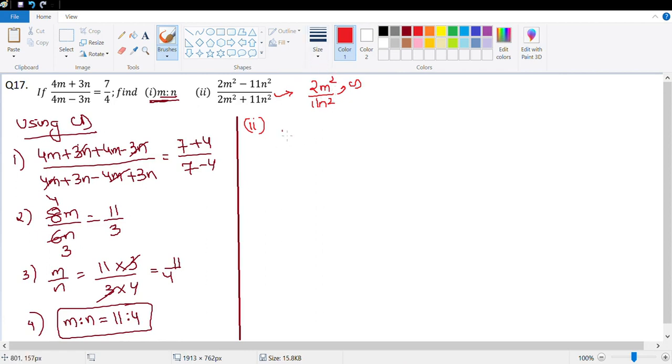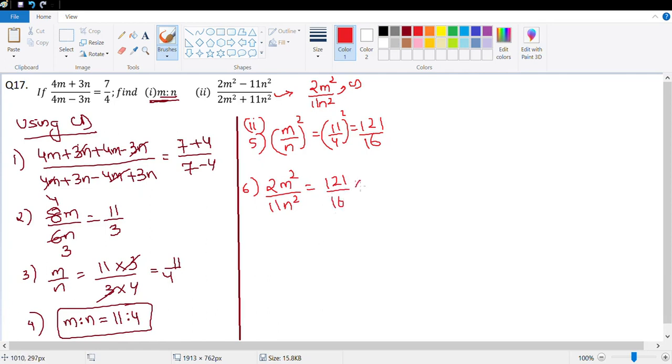Now that we know m upon n, let's figure out the value of m upon n whole square. That'll be 11 upon 4 whole square. That'll be 121 upon 16. Now we need to figure out the value of 2m square upon 11n square, which would be equal to 121 upon 16 into 2 upon 11. 11 1, 11 11, 2 1, 2 8. So this is equal to 11 upon 8. That's the value of 2m square upon 11n square.